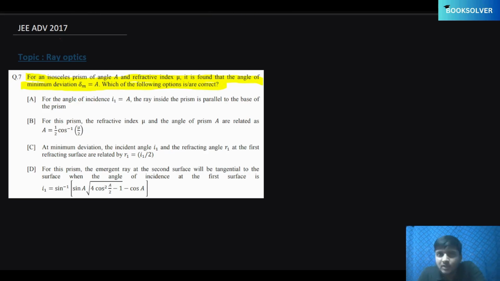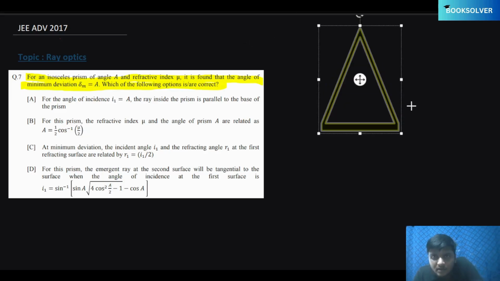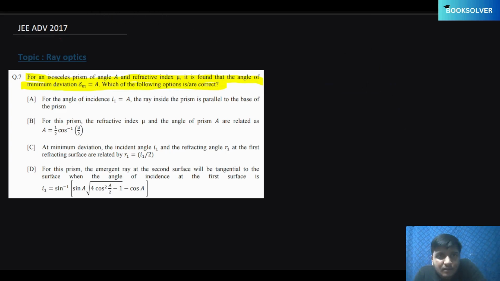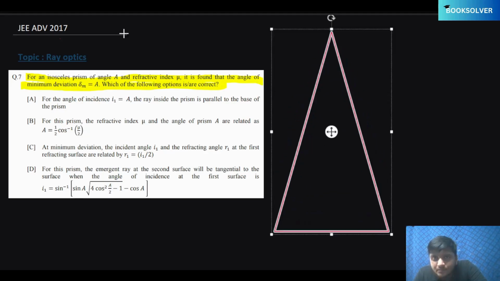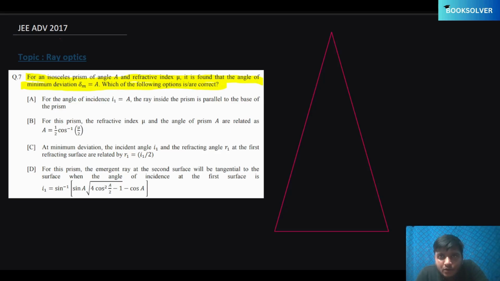So let's first draw the diagrams. We will draw the ray diagram first. So this will be our prism here. This is our prism here. And now we need to draw some lines. This is the perpendicular. Here, this will be the incident ray.